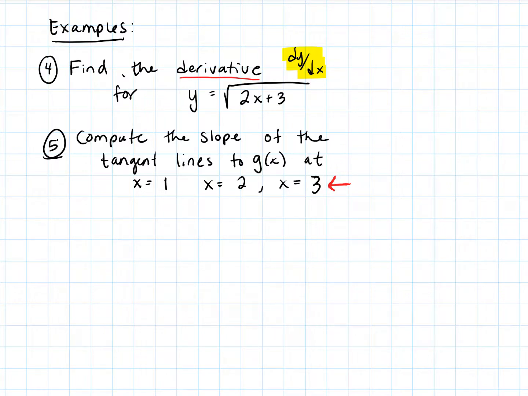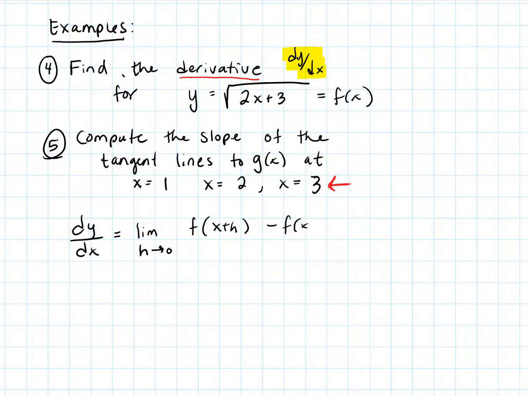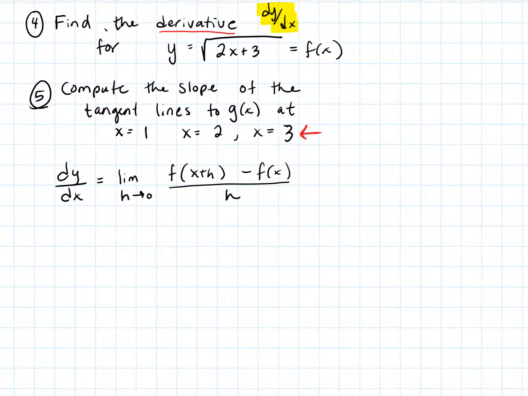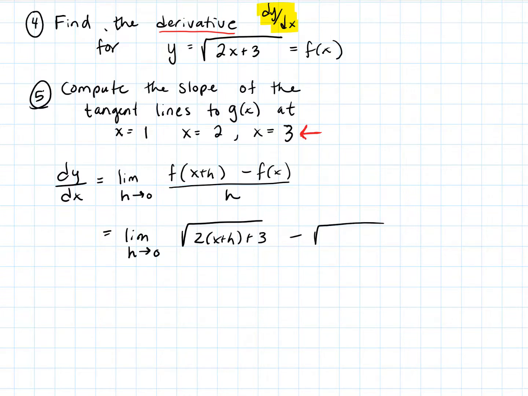So if we want to find dy dx, we'll remember dy dx, just like f prime of x, is going to be equal to the limit as h goes to 0, and now we want to think of this as f of x because that's how our notation was. So we're going to do f of x plus h minus f of x all over h, and we're going to calculate that and simplify that down. So since our function is that square root function, this is going to be the square root of 2 times x plus h plus 3 minus the square root of 2x plus 3.